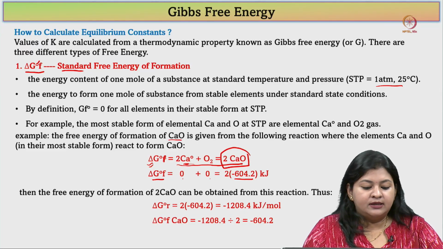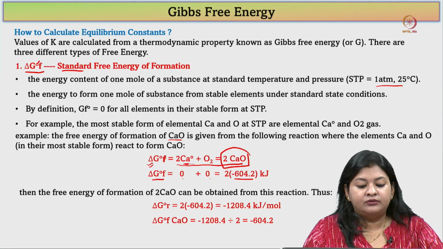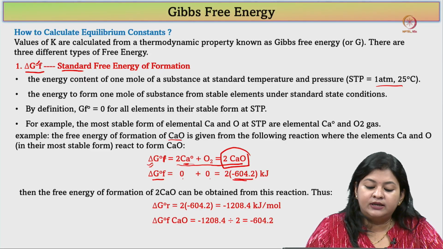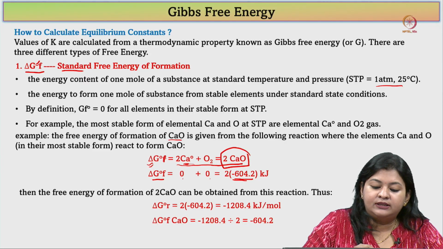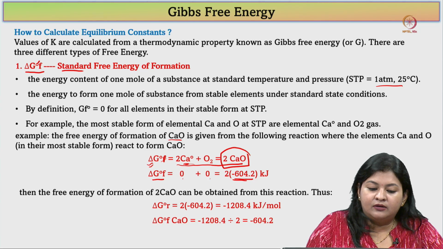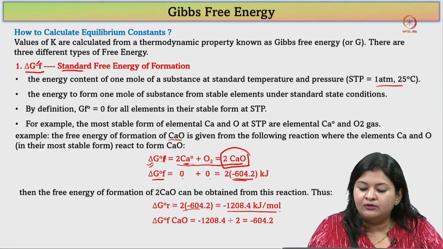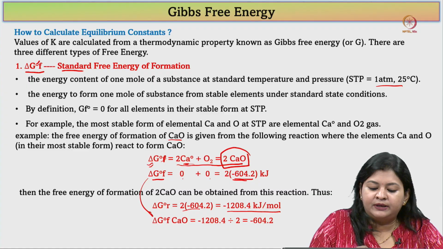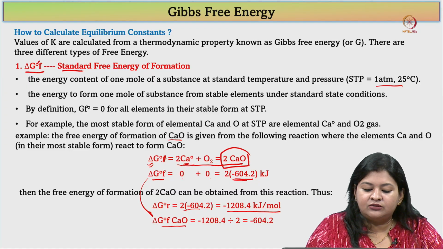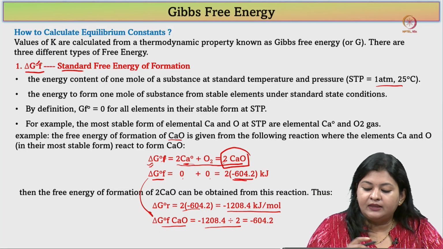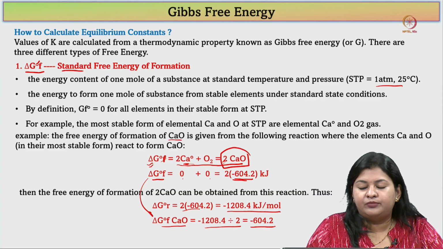Now, what is the free energy of formation of calcium oxide then? It is just this value. For this reaction, the delta G0 R value is 2 into minus 604, which is this value. So, for the formation, the value becomes the delta G0F of calcium oxide. Therefore, if you divide it by 2, because here you are forming 2 calcium oxide, it comes down to minus 604.2.